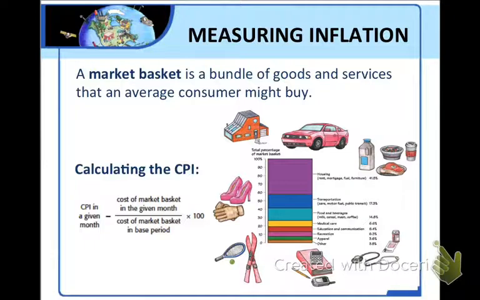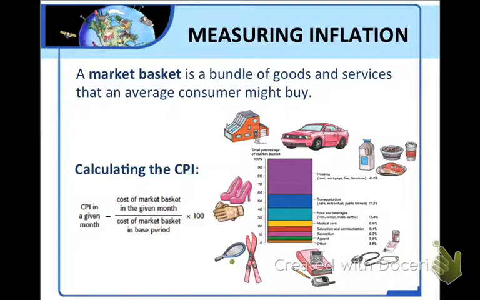For example, if the cost of the market basket is $1.2 million in the base period, the CPI for the base period would be $1.2 million divided by $1.2 million times 100, and that would equal 1 times 100, which would equal 100. For any month when the market basket costs more than in the base period, the CPI will be greater than 100. Likewise, for any month when the market basket costs less than in the base period, the CPI will be less than 100.